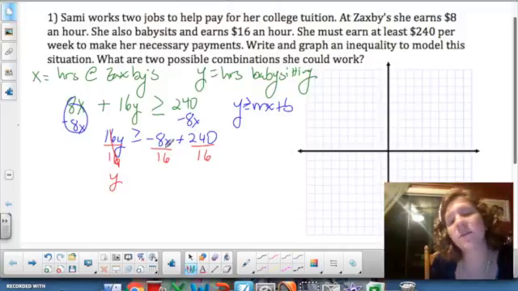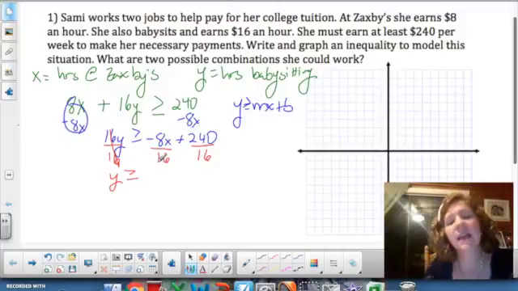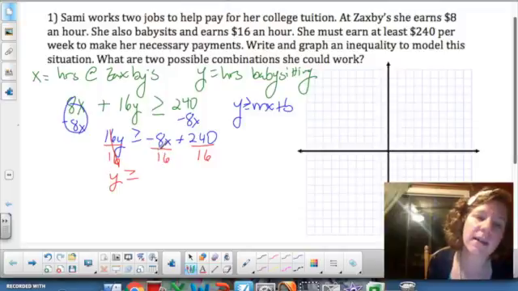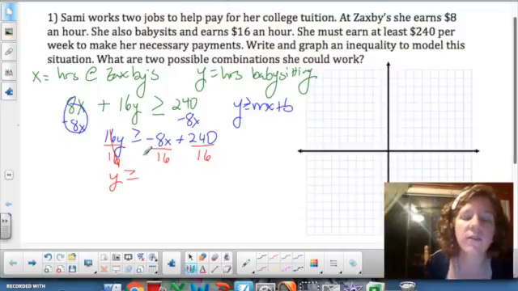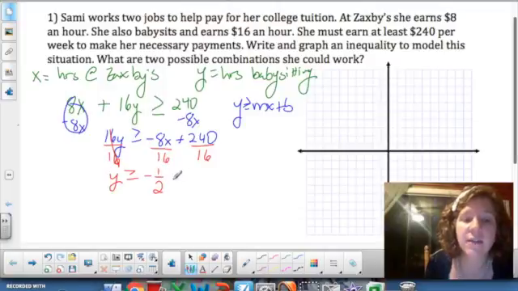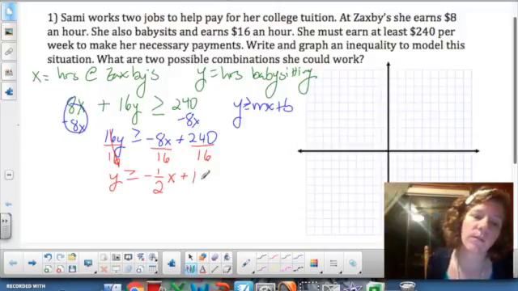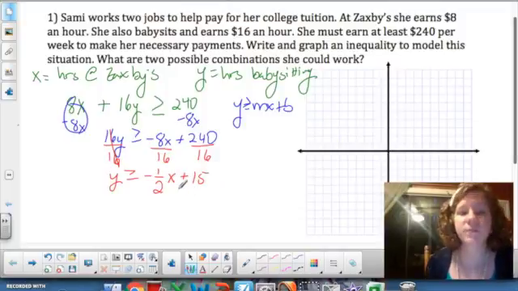It's basically like I'm distributing that division of 16 throughout my entire inequality. Negative 8 divided by 16, if you were to put that in your calculator, you might get a decimal, negative 0.5 or 5/10. But we know that this wants to be slope. So I'm going to leave it as a fraction so that I can identify that rise and run. And then that's x. And then 240 divided by 16, if you don't know it, use your calculator. That's going to be 15.